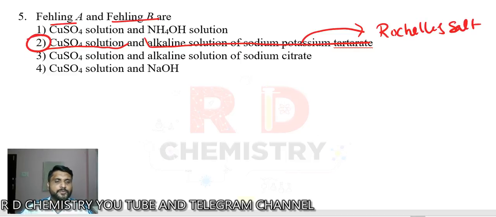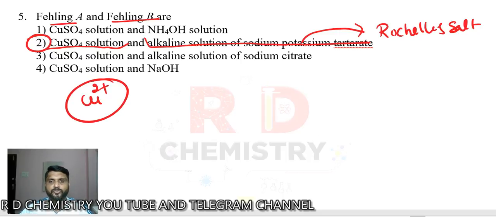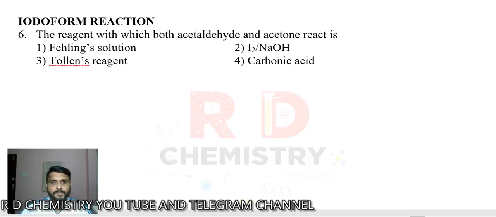The answer is option number 2. Remember, here copper is in +2 state. It forms the complex with the sodium potassium tartarate. Tartarate is the ligand there, forming the complex in the presence of alkaline medium, generally sodium hydroxide. Correct? Okay. Second one is the answer.